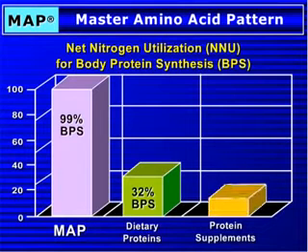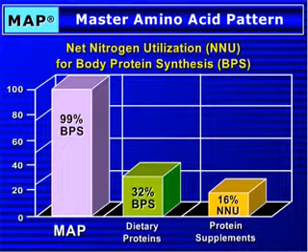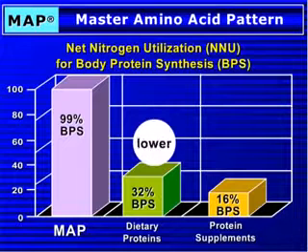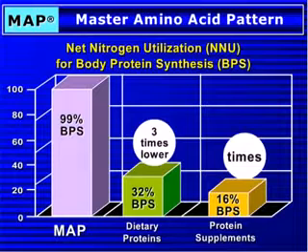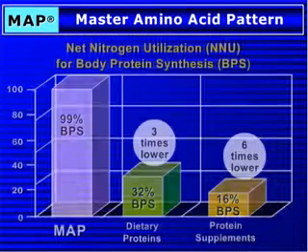Meanwhile, most protein supplements only provide an average of 16% NNU because they use milk, soy, casein, or whey as their primary protein source. As a result, only 16% of their constituent amino acids act as precursors of BPS. Therefore, dietary proteins provide a BPS that is at least 3 times lower compared to MAP. Meanwhile, protein supplements provide a BPS that is at least 6 times lower compared to MAP.